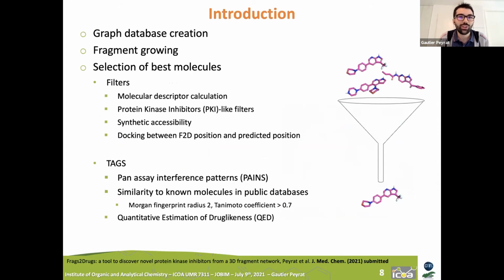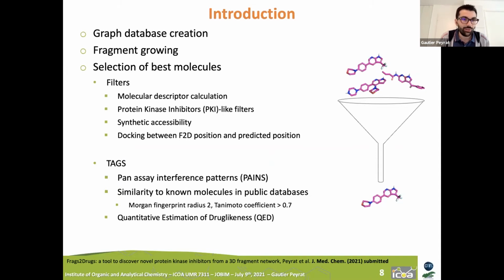The selection of the best molecule is the third part of the software. It is done in several steps. We apply some filters and some tags to be sure to find the best molecules. We can calculate molecular descriptors to ensure that the molecule will correspond to protein kinase inhibitors. We can also calculate a synthetic accessibility score to be sure that our chemist colleagues will succeed in synthesizing the molecule. We can also perform some molecular docking to be sure that the molecule will form good interactions with the target.